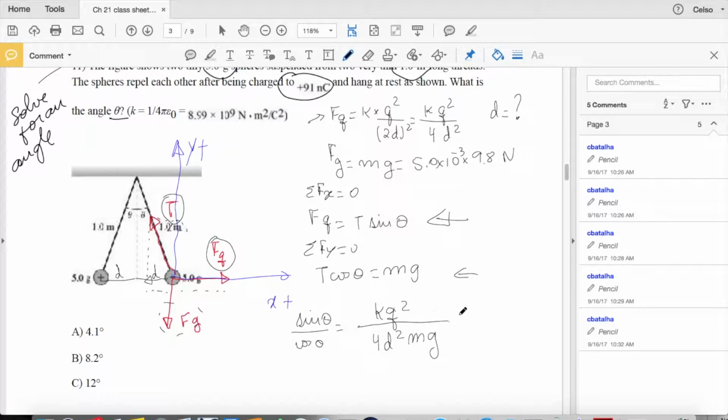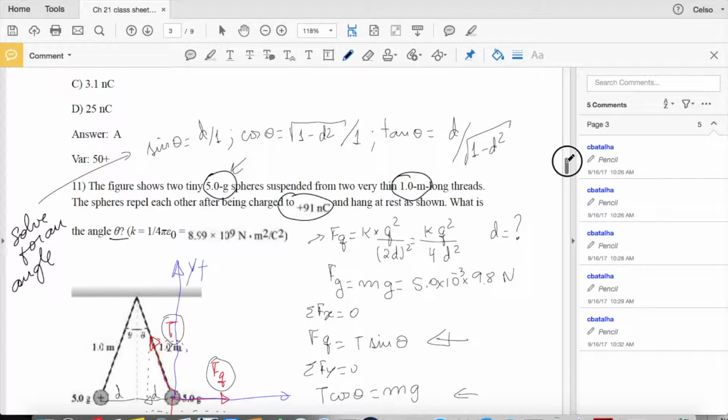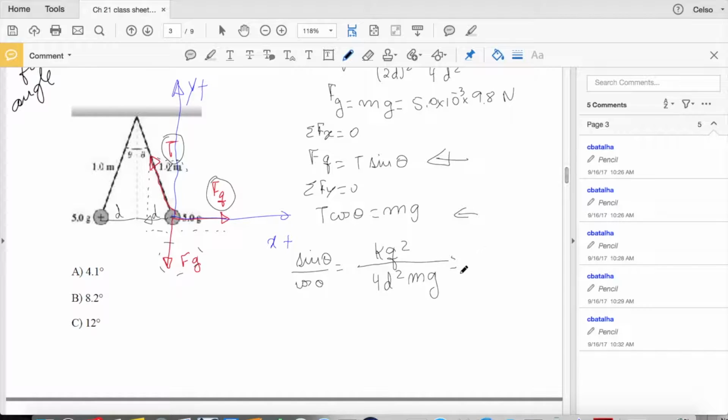So FQ divided by mg. And sine of theta over cosine of theta is tangent of theta, which is d over the square root of 1 minus d squared. So pretty much that's it.